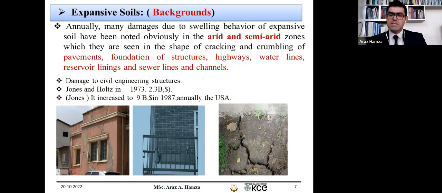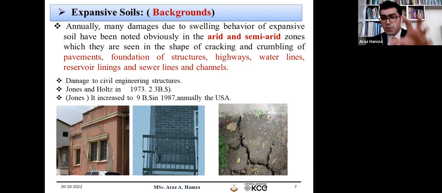What about the size of the damage? According to Jones and Holtz, who recorded in 1973, the cost of damage was 2.3 billion US dollars. And also Jones again recorded that this cost increased dramatically to 9 billion in 1987. This is the cost spent just for damage from expansive soil. This is only the data that I collected from the USA.